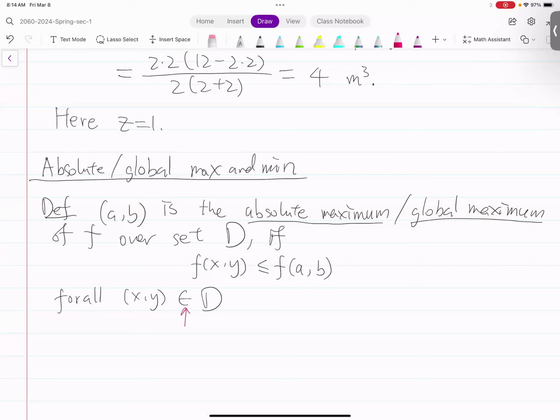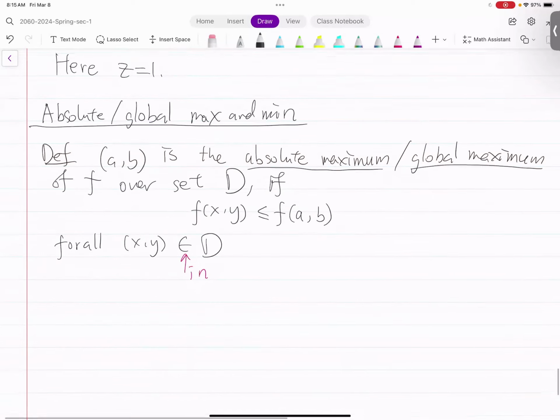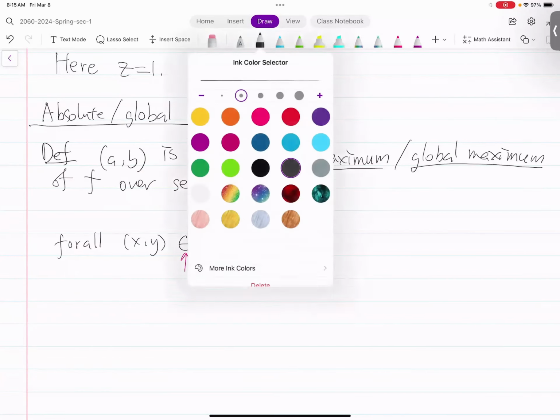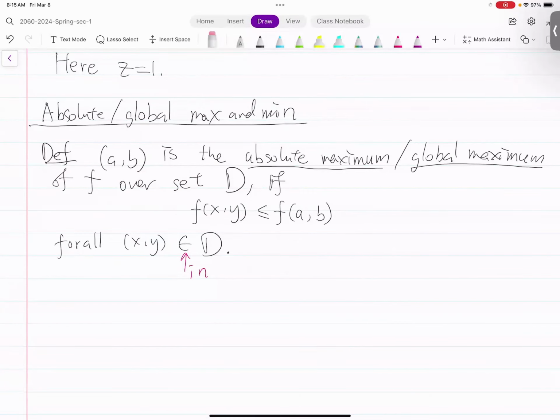Okay, so this is the set inclusion notation: the element before this symbol is in the set. And a similar definition applies for the absolute minimum, or global minimum.